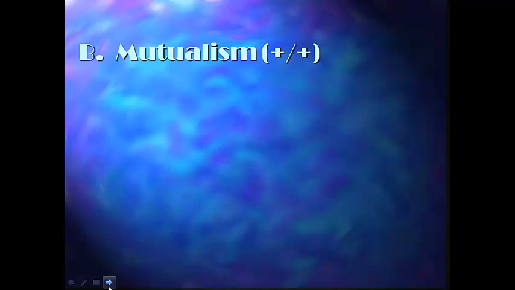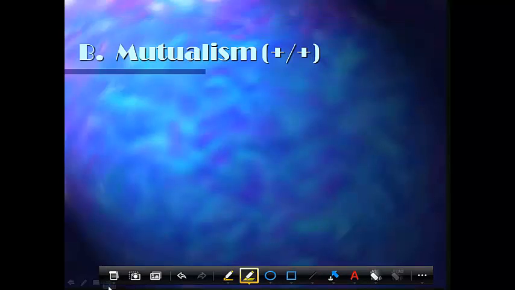All right, our second type of relationship we're going to look at is called mutualism. And mutualism is a plus-plus relationship. So you can imagine what this means is that both organisms involved in the relationship are benefiting in some way from that relationship.